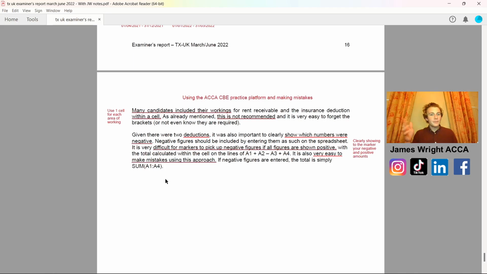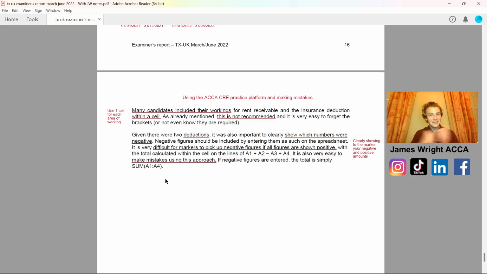There are also numbers which were negative, so you have to be careful. It's difficult for the markers to pick up on these negative figures, as some of them are actually shown as positive. It's easy to make mistakes when you're trying to cram all those different areas into one cell. Break it out one by one, and you're going to get the marker giving you more method marks, especially for section C, because that's the only part of this exam marked by a human on there.